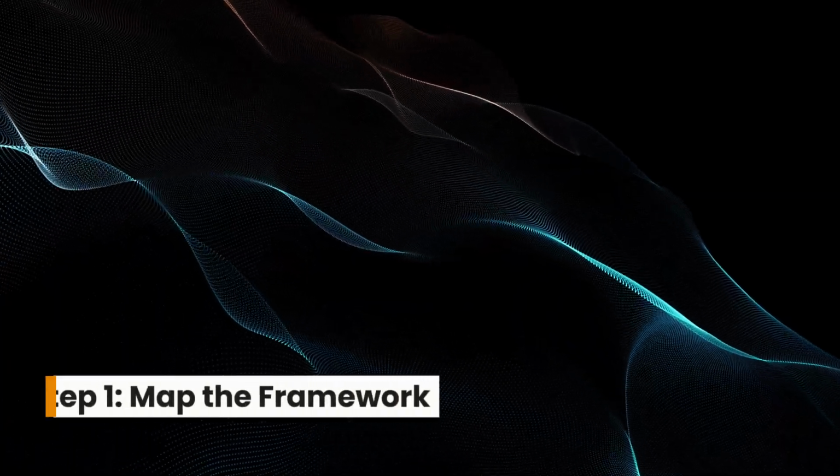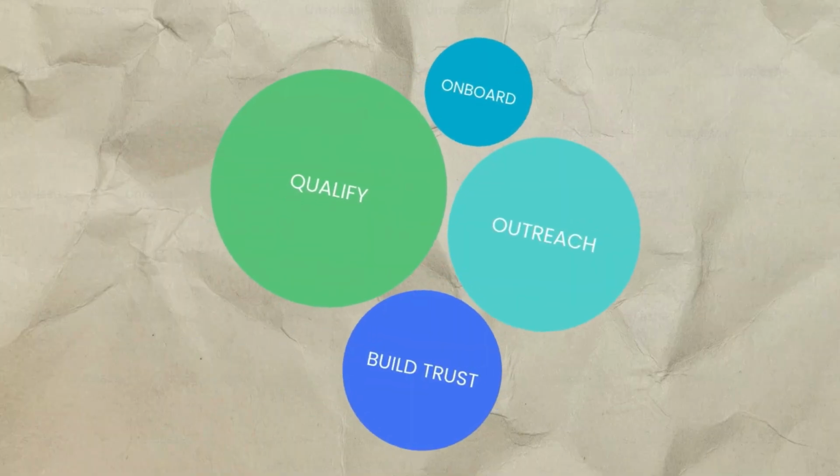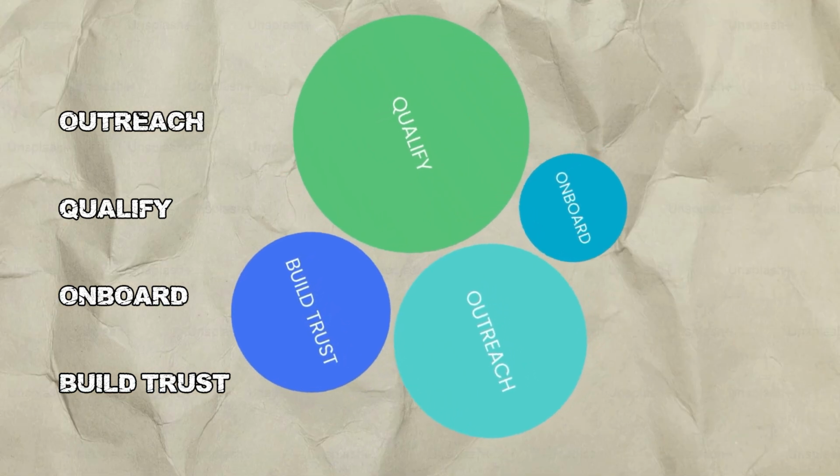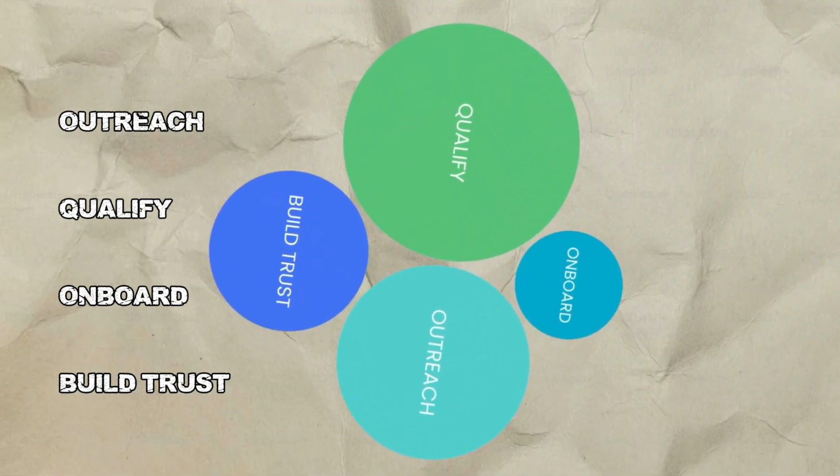Step 1. Map the framework. Follow 1 loop. Outreach, qualify, onboard, build trust. Every action you take fits inside these 4 stages.